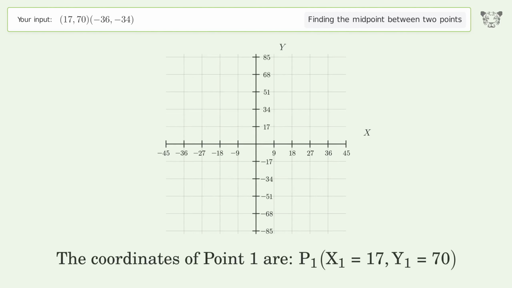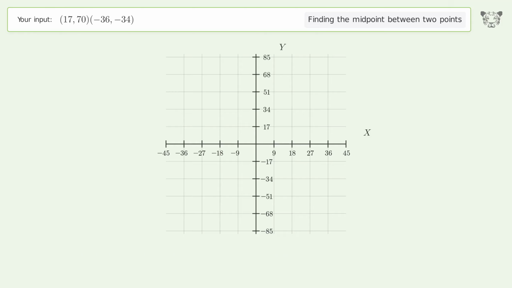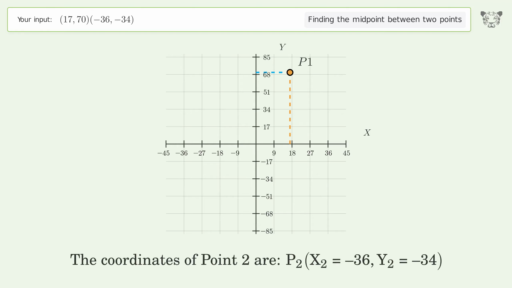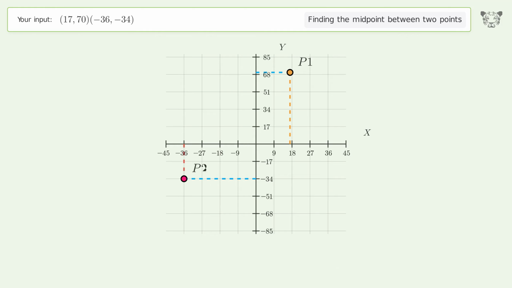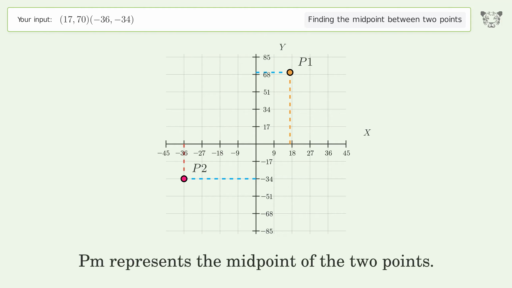The coordinates of point 1 are x1 equals 17, y1 equals 70. The coordinates of point 2 are x2 equals negative 36, y2 equals negative 34. PM represents the midpoint of the 2 points.